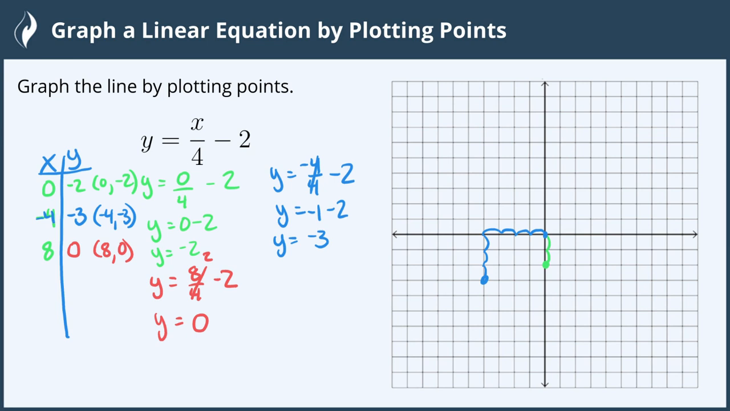For our last point, we start at the origin and move 8 units to the right, 1, 2, 3, 4, 5, 6, 7, 8, in the x direction, and 0 units up and down for the y, so it lies right on the x-axis. Now I'm going to use a straight edge to line up all of my points as accurately as possible to draw my graph. Connecting all the points gives us the graph of the equation, and now we're all done.